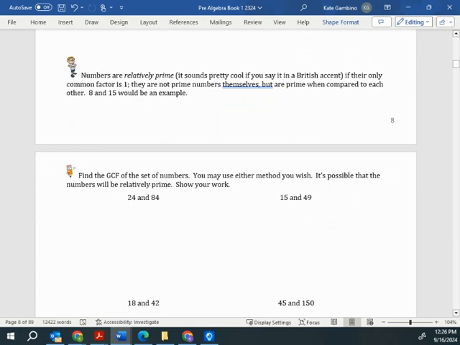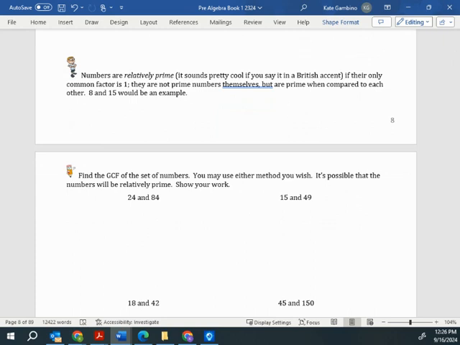Numbers are relatively prime. It sounds pretty cool if you say it in a British accent. I'm not good with accents, but Mr. Schultz is. If their only common factor is 1, if the only number that they share in common is 1, we call them relatively prime. They are not prime numbers themselves, but are prime when compared to each other.